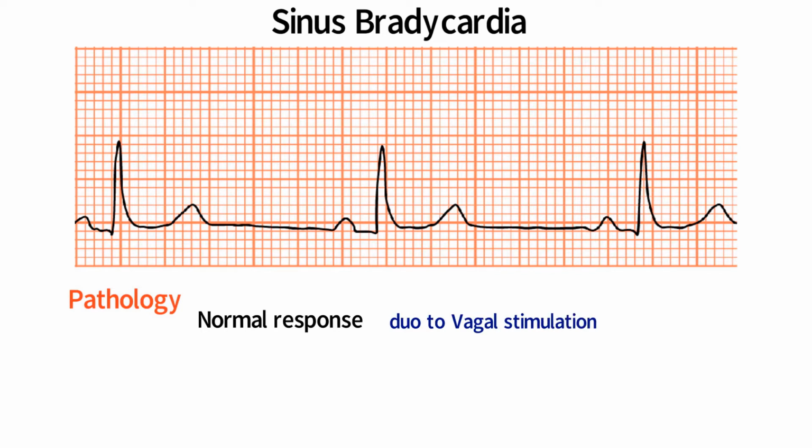It can be a normal response due to vagal stimulation. For example, if someone is pressing on his carotid during shaving, the vagus will be firing to slow the SA node. It can be due to SA node dysfunction or sinus node dysfunction. It can be due to medications like beta blockers or calcium channel blockers.